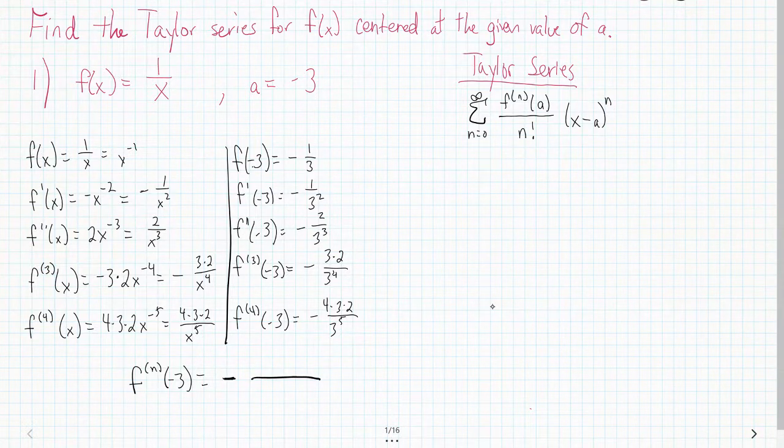Notice when we have the 0th derivative, so there's no derivative, it was 3 to the first. When there was the first derivative, it was 3 squared. When it was the second derivative, it was 3 cubed. When it was the third derivative, it was 3 to the fourth. When it was the fourth derivative, it was 3 to the fifth. So you might think it's initially 3 to the n.